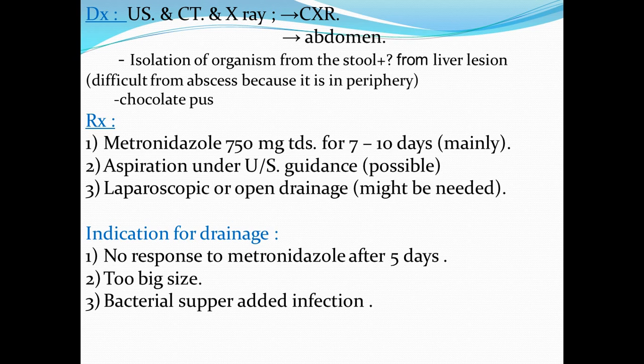Treatment: 1 metronidazole 750 mg TDS for 7 to 10 days, this is main line of treatment. 2. Possibly beneficial aspiration under ultrasound guide. 3. Laparoscopic or open drainage might be needed. Indication for drainage: 1. No response to metronidazole after 5 days. 2. Too big size. 3. Bacterial superadded infection.